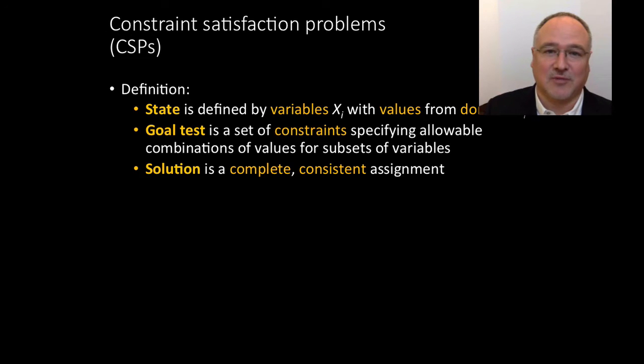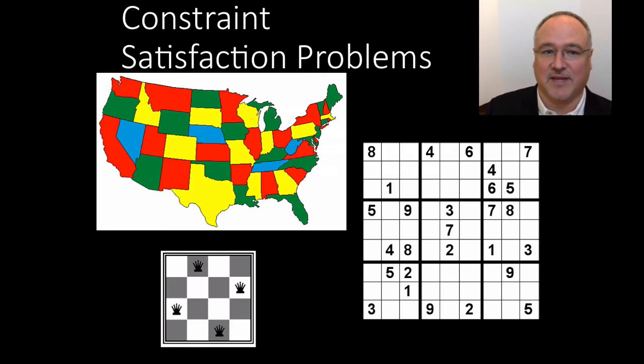Well, first of all, we start with a state that's defined by variables and values. The variables, such as each of the states in the previous page here, tell us what we're trying to assign values to. The values can be the colors for the map problem here. The variables in the Sudoku puzzle are the positions on the board, and the values are the numbers 1 through 9. And for the n-queens problem, the variables could be the queens themselves, and the values would be the locations.